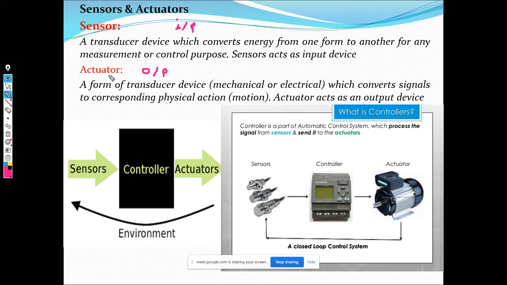An actuator, on the other hand, is the output device. That's also like a transducer device. It is a mechanical or electrical device, so it converts electrical signals into physical action, physical action or motion, where you physically do something. Typical examples would include your motors, where you have rotary motion, right? So that's what you do.